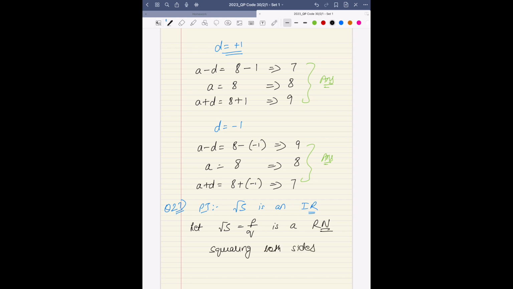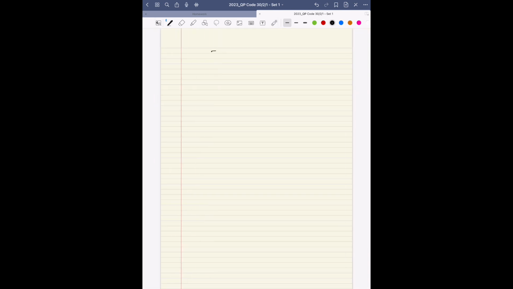Square both sides, root 5 becomes 5, you get P square by Q square, right? Then you cross multiply. So you get 5 Q square is equal to P square. Call it equation 1. Now understand this thing. What does 5Q square mean? In short, it means that P square has a factor of 5. Factor of 5 in the sense that you can divide P square by 5 as a whole, right?